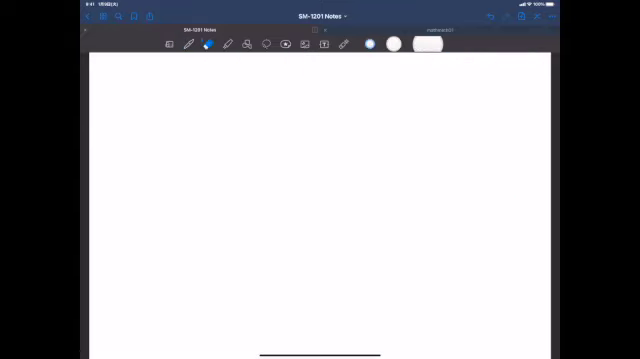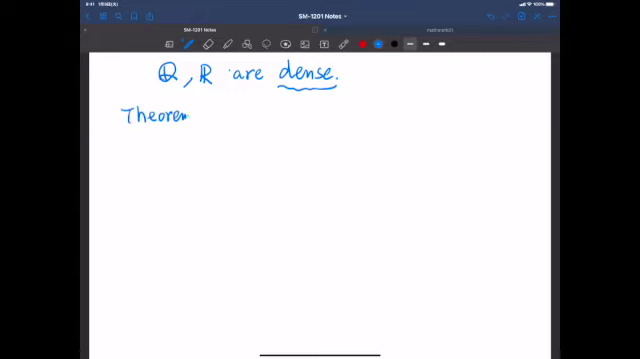Now let us prove one of the most important properties of rational numbers and real numbers, that is denseness. So the set of rational numbers and real numbers are dense. What this means is the following. This is actually a theorem, 1.1. Suppose a and b are real numbers such that a is less than b.